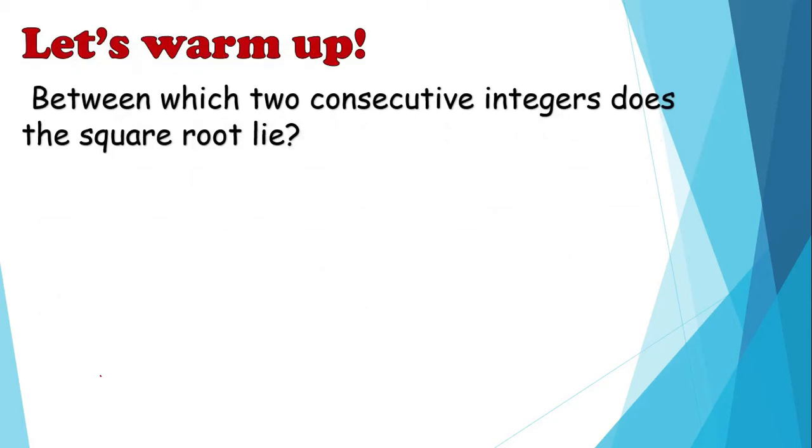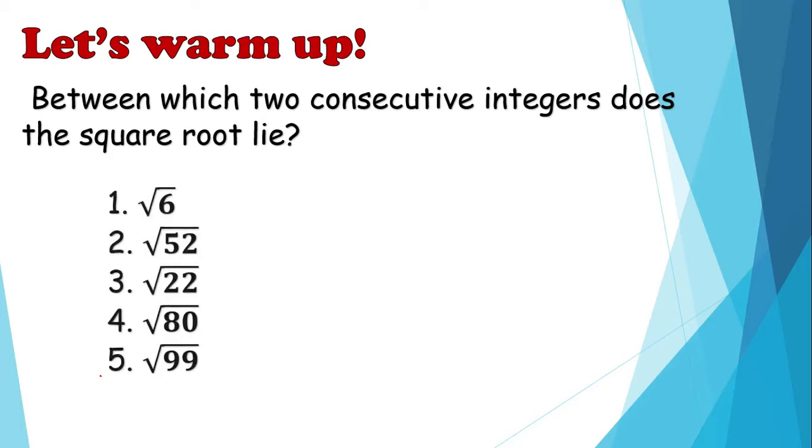So, let's warm up. Between which two consecutive integers does the square root lie? So, tingnan natin. So, we have the square root of 6, square root of 52, square root of 22, square root of 80, and square root of 99. Kindly pause the video. Kapag tapos na, i-play na ulit para ma-checkan natin ang tamang sagot.